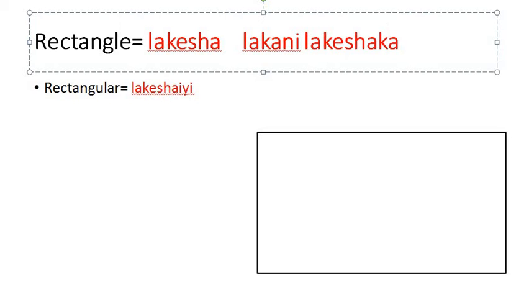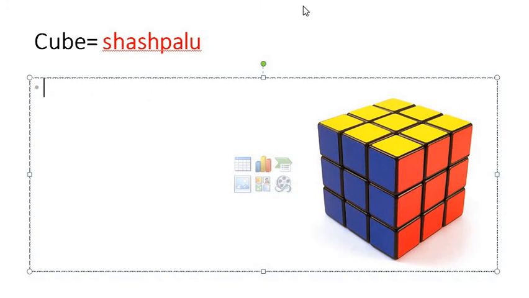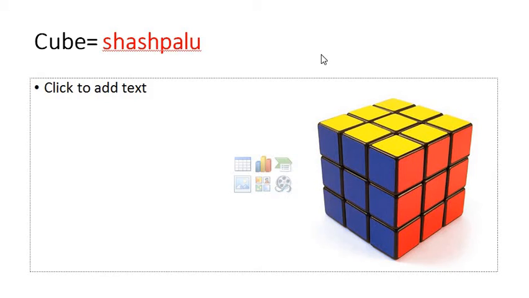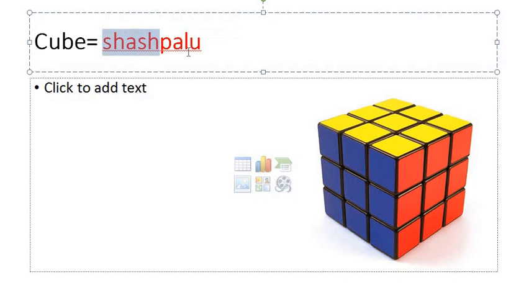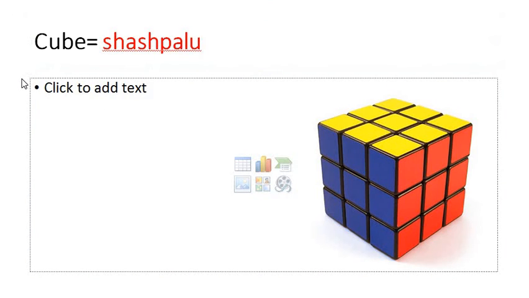Lakeshaka means the sides of the rectangle. Okay, here. Cube is shashpalu. Shash is number 6. Palu, I don't know, to be honest. Okay, I know I'm Kurdish, but there are some Kurdish words I don't know.